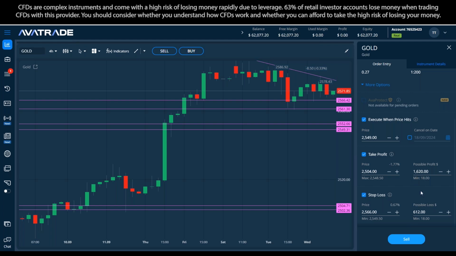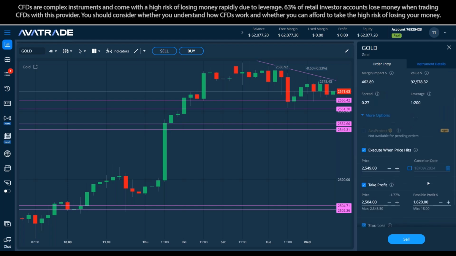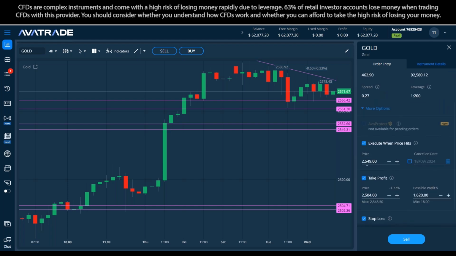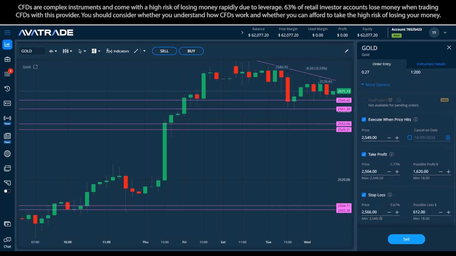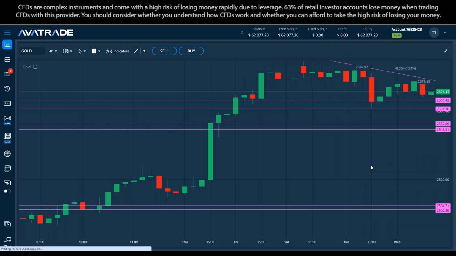If I'm comfortable with the risk management and the technical setup for this pending order sell, okay, just double check. My execution price, 25.49. Stop loss, take profit is lower, right? It's a sell, 25.04, $45 down. And my stop loss is higher, 25.66, above my entry price on the sell. So everything makes sense. And now I've got a breakout strategy set with 2 pending orders.